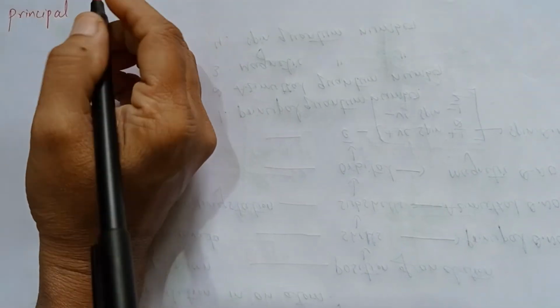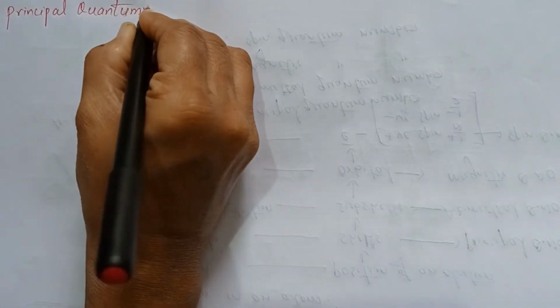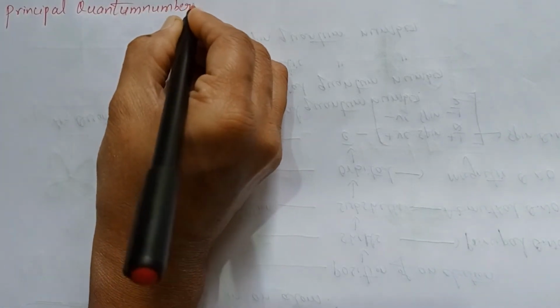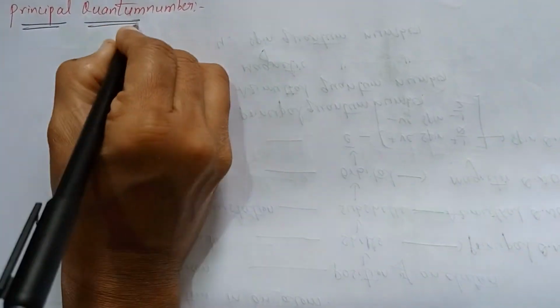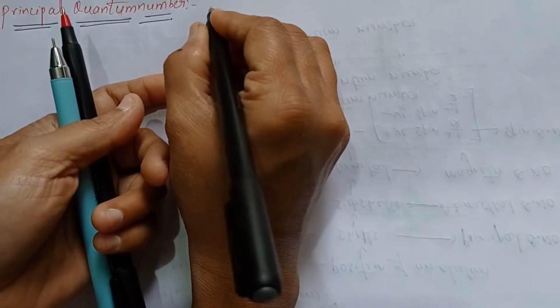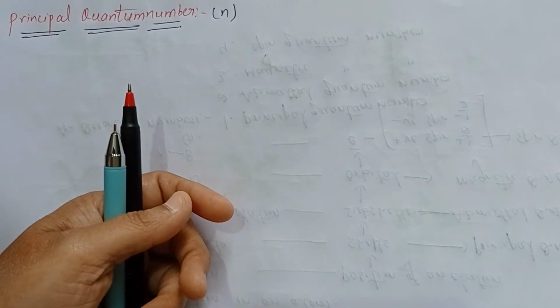Now first one, principal quantum number. What is principal quantum number? It is represented by small n, students. How to represent? It is represented by small n. Are you understanding?